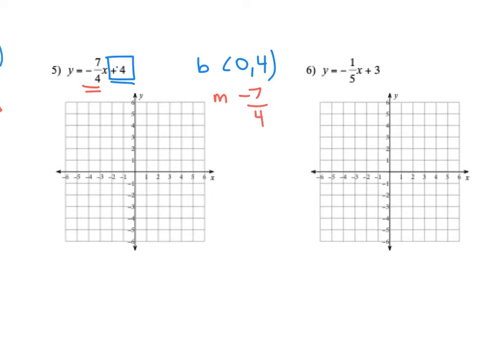So remember that I need to go down 7, right 4 to place my second point. Now, if my slope was positive, I would go up 7, right 4. So I'm going to begin at 0, 4, that point, and then I'm going to go down 7, right 4. Okay, and that's the only point I can fit on my graph.